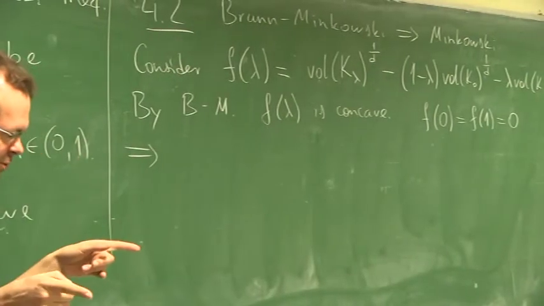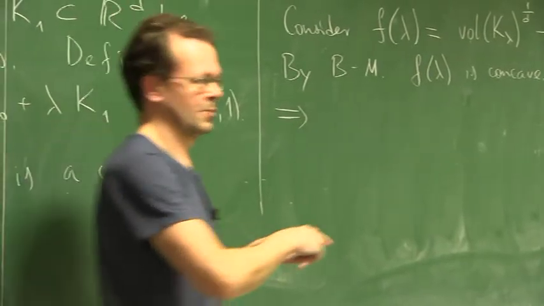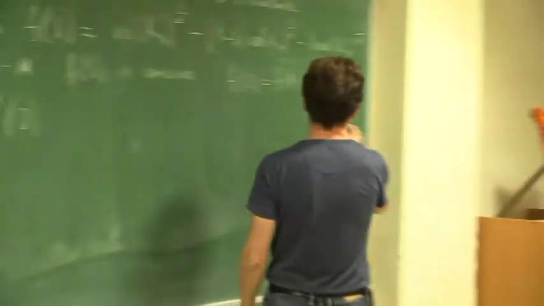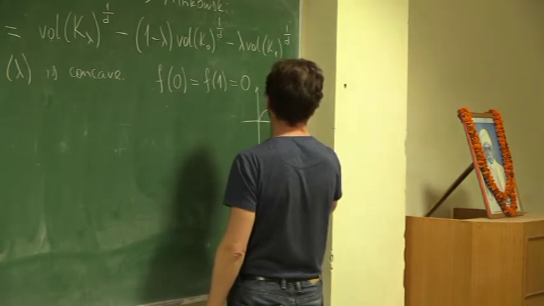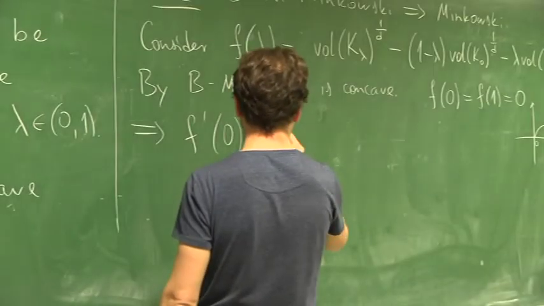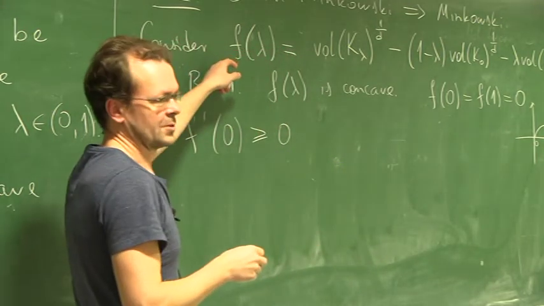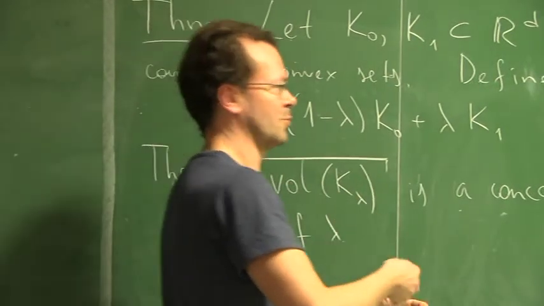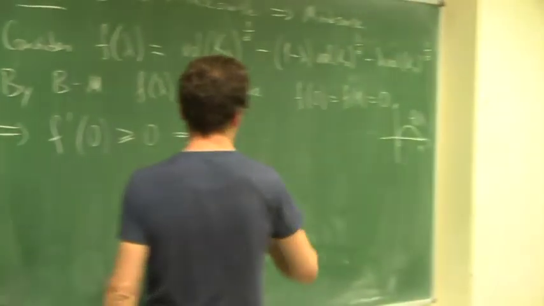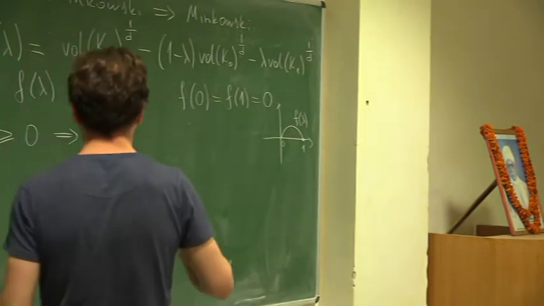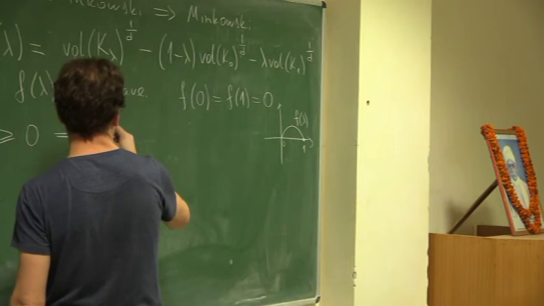But then if you have such a concave function, its first derivative at 0 is non-negative, right? So this is a function like that, and so f'(0) is non-negative. And now if one computes this derivative, and one has to spend some time, K_lambda is such a linear combination, the volume of this combination, so one encounters the mixed volumes, and this implies the first Minkowski inequality, which was what?